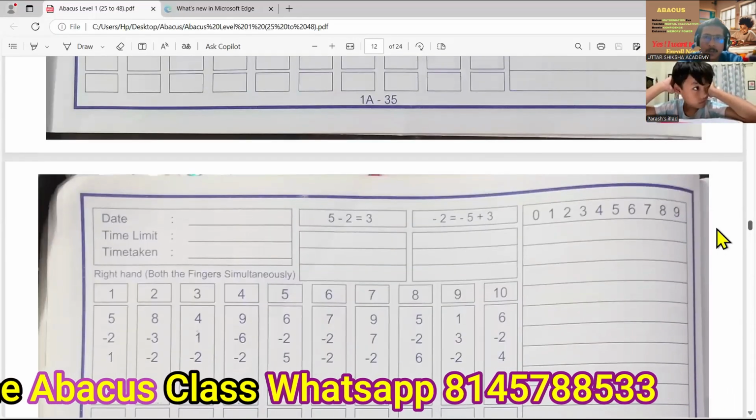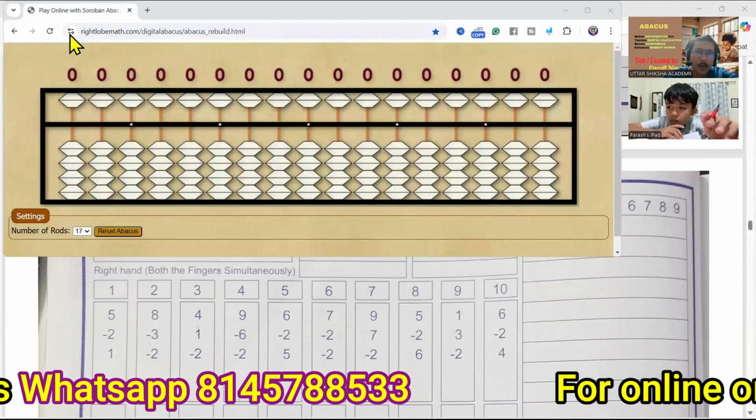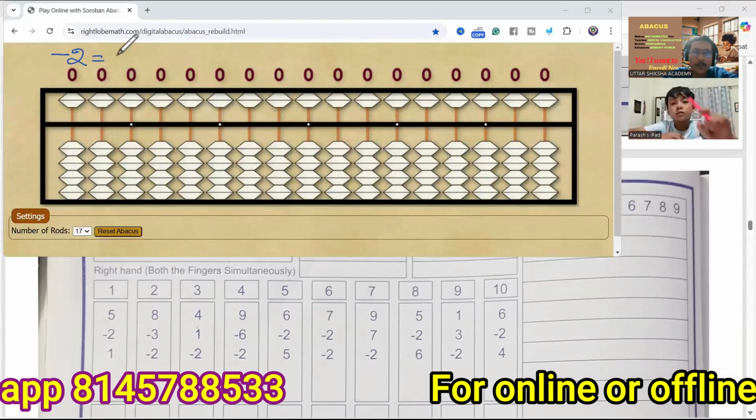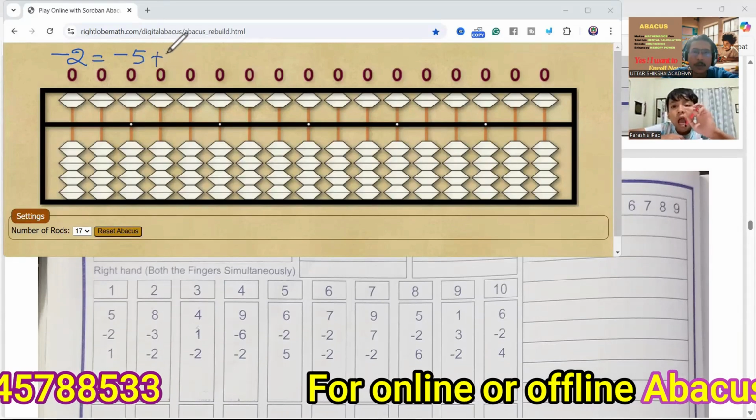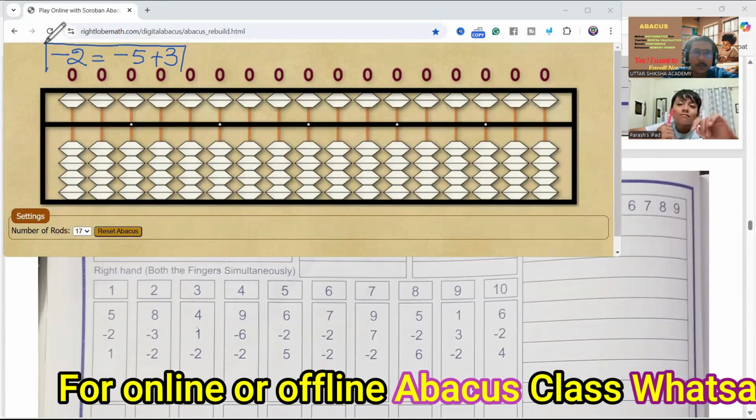Pradesh, what is the first question? 5 minus 2, 1. Yes. So minus 2 is equal to minus 5 plus 3. Now you can see in the corner. Okay. So today we will do this.